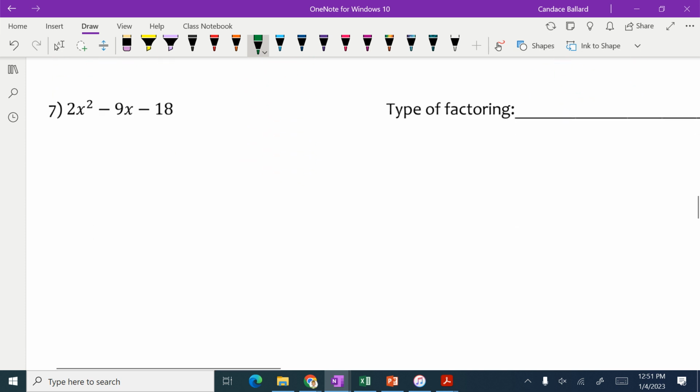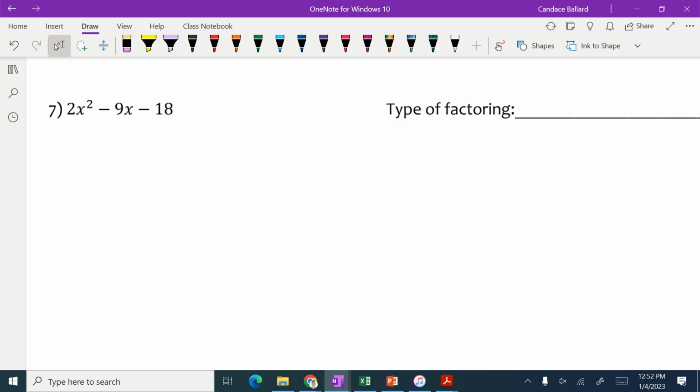Let's take a look at number 7. So look carefully at that problem. We've got 2x squared minus 9x minus 18. Is there a greatest common factor? Your brain kind of wants to trick you though, doesn't it? Because we know 2 goes into 18, we know 9 goes into 18, but it's not a greatest common factor because it doesn't go into all 3, right?